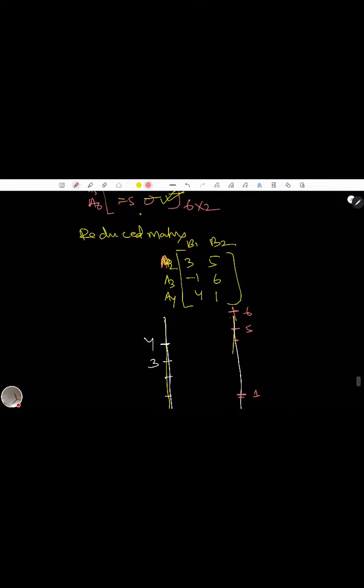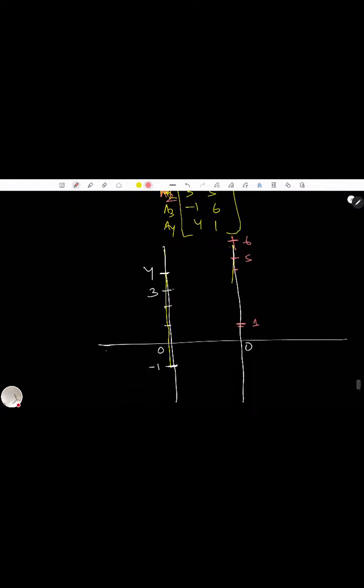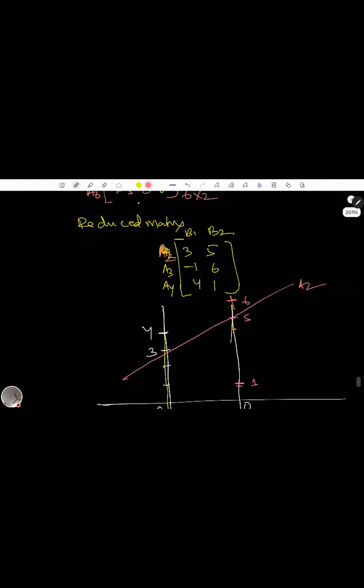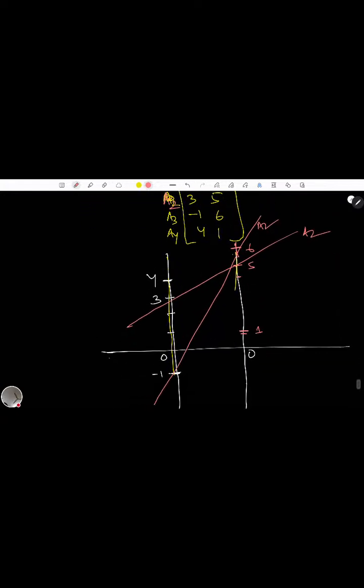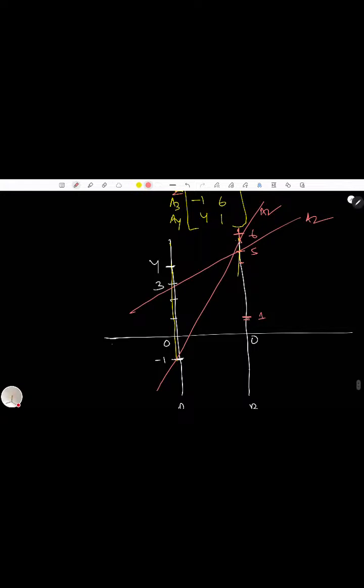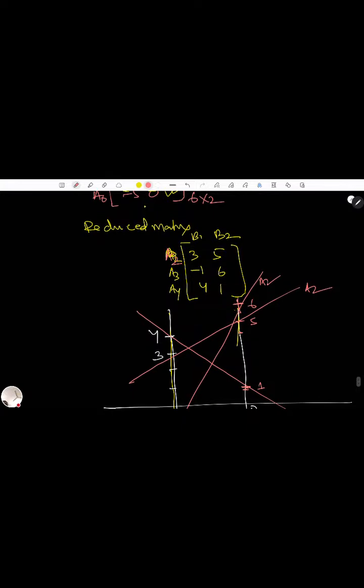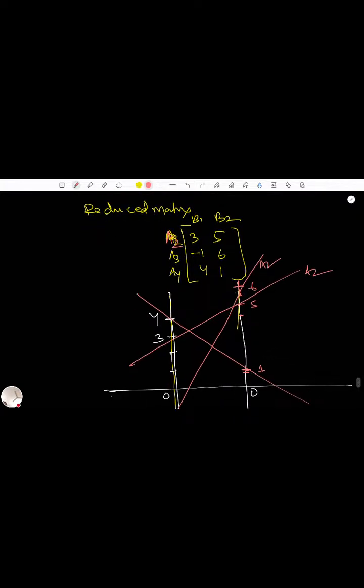What is my A2? My A2 will be 3 and 5. This 3 will be joined to 5 here. This is my A2. Then A3 is minus 1 and 6, minus 1 and 6 joined. Then 4 and 1 is joined now, it is my A4. Sorry, the first one, 3 5, is my A2, then it is my A3, and 4 and 1 is my A4.